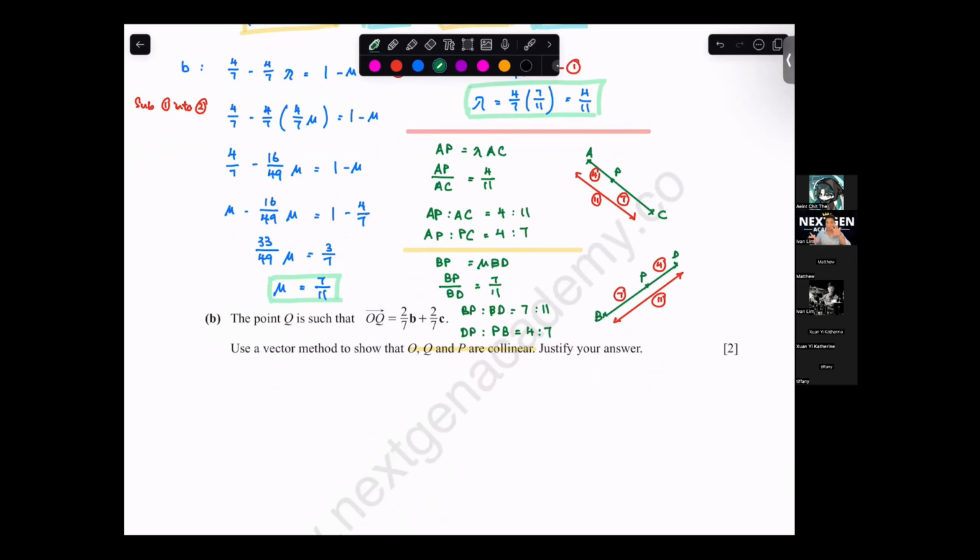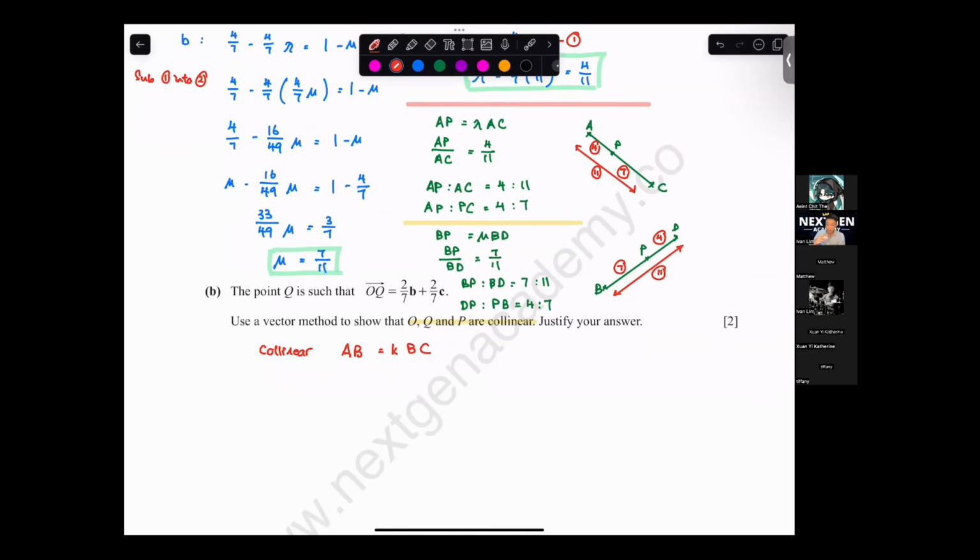So you need to take one vector equal to a scalar of another vector. It's a scalar multiple of another vector. To prove collinear, remember this: you use one vector equals k times another vector. It might be k times BC. This is a scalar multiple, but right now we are using P and Q. I'm going to find OP first.